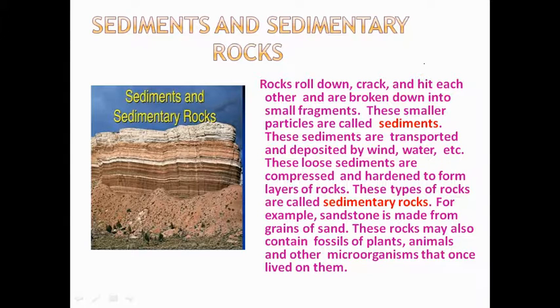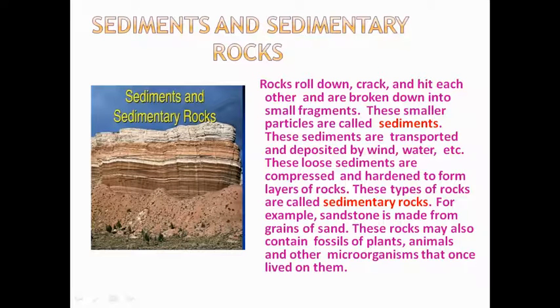जो हमारे मतलब टूट के छोटे छोटे particles होते हैं उसके sediments बोलते हैं. These sediments are transported and deposited by wind, water, etc. Wind, water, etc. means the natural agents. These loose sediments are compressed and hardened to form layers of rocks. Now sedimentary rocks are formed, so they are like this layer and all. Here you can see in the image, layers are there. So this kind of layers are there in the sedimentary rocks.